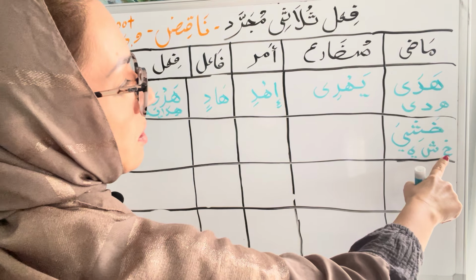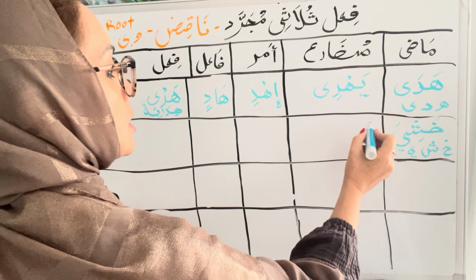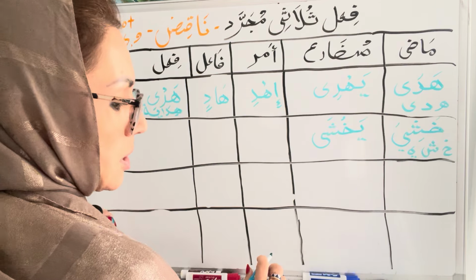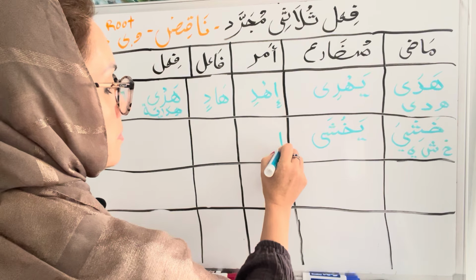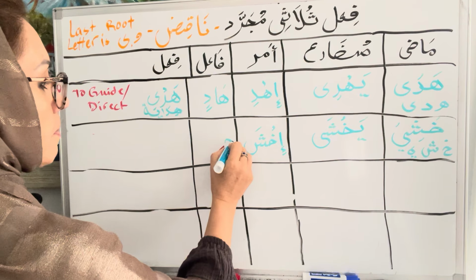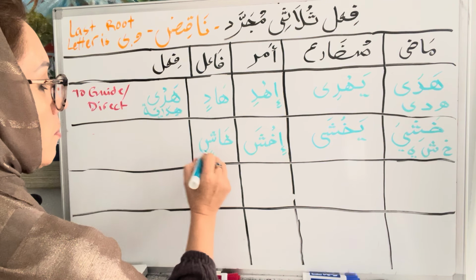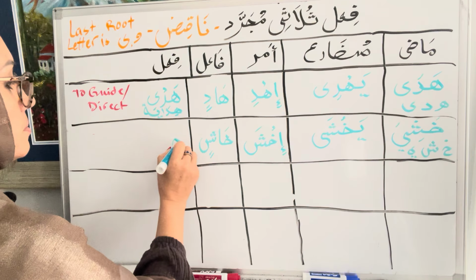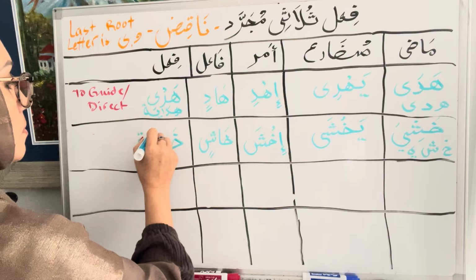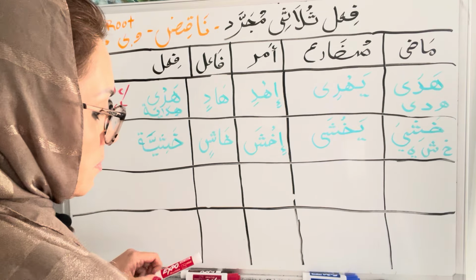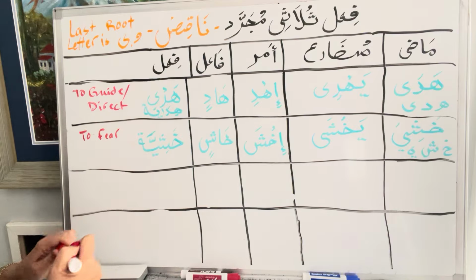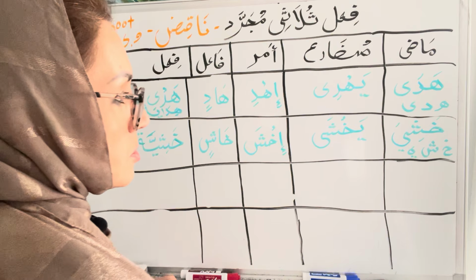Khashiya. So the root is kha, shin, and ya, and then it's khashiya. Yakhsha. Khashiya, yakhsha. Then khashin. And then khashiya. This means to fear. Okay. We'll go with the apparent meaning.